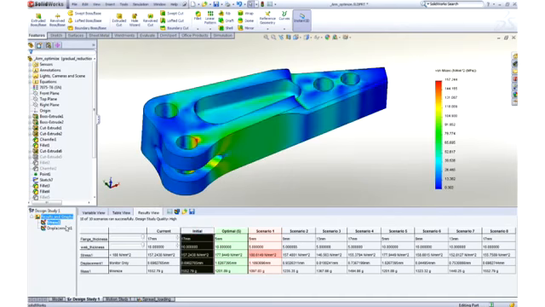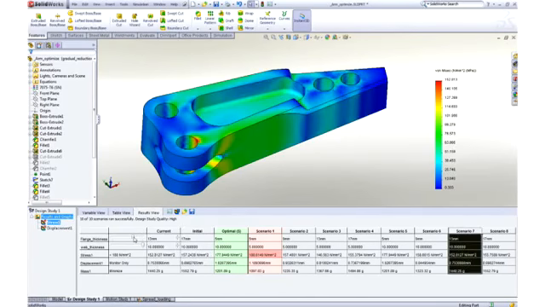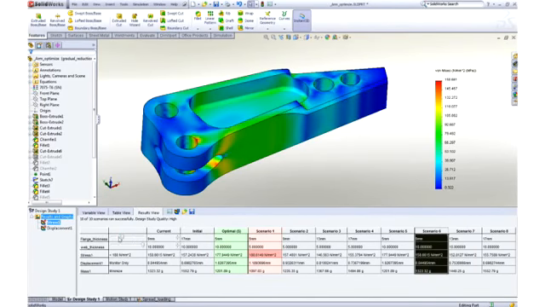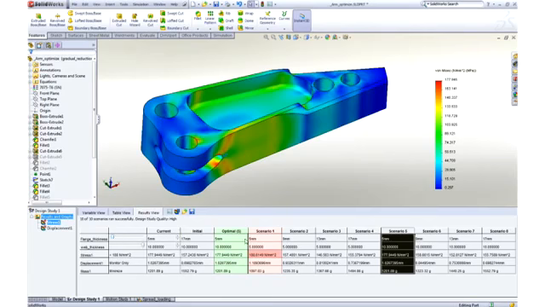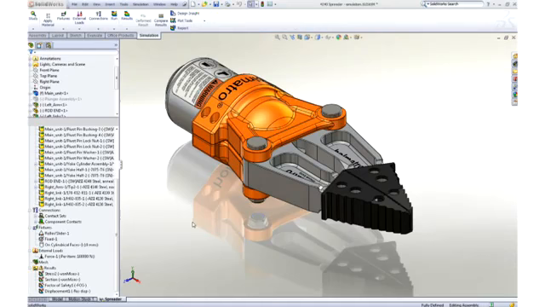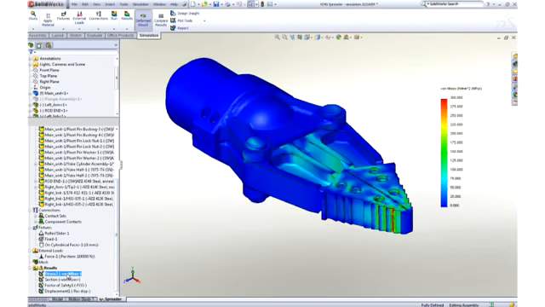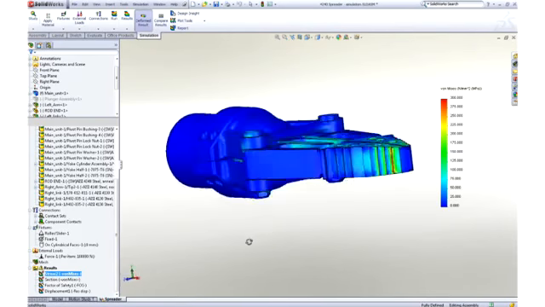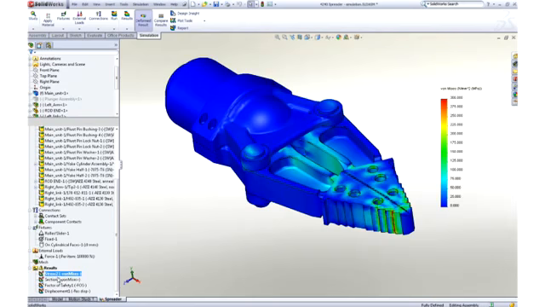SolidWorks simulation also enables us to look at the entire design and understand how load is transferred between parts, as well as where the critical areas of the design are located. In this instance, we're looking at the loads through the entire spreader. A force has been applied to the hydraulic piston and the tips of the arms are being held in place.